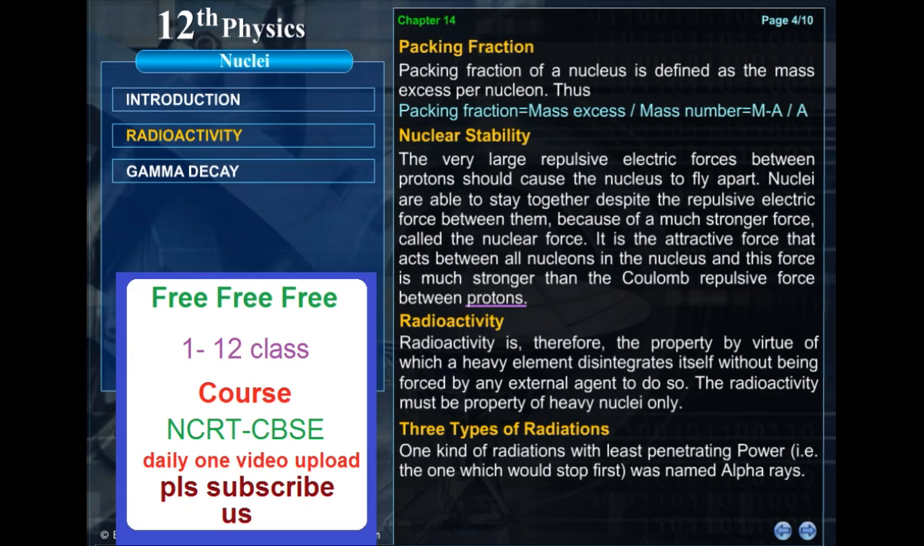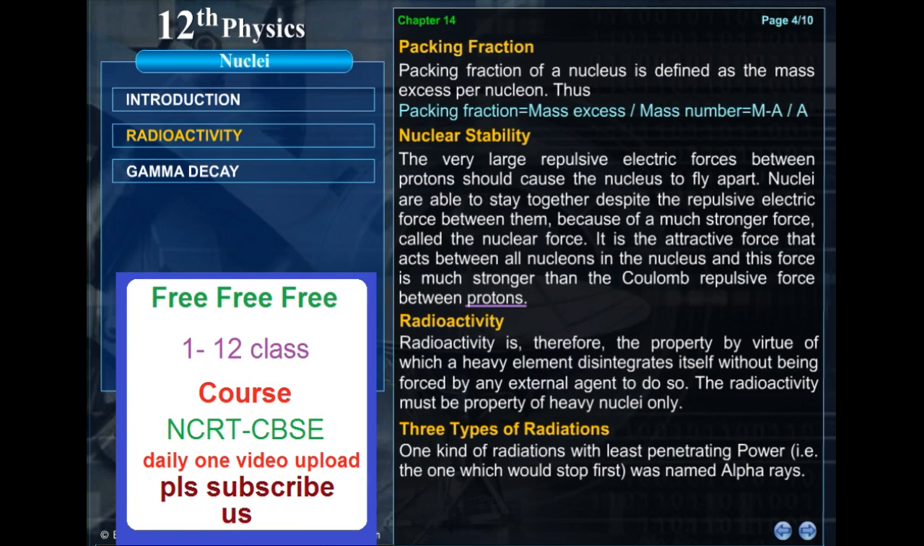Nuclear stability. The very large repulsive electric forces between protons should cause the nucleus to fly apart. Nuclei are able to stay together despite the repulsive electric force between them because of a much stronger force called the nuclear force. It is the attractive force that acts between all nucleons in the nucleus, and this force is much stronger than the Coulomb repulsive force between protons.